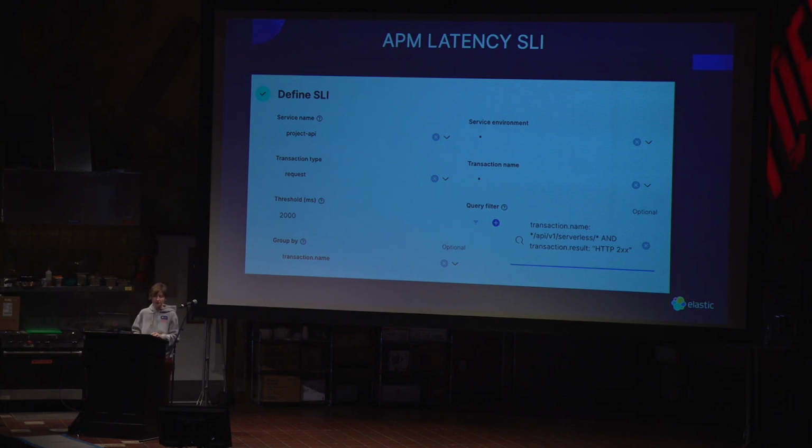So the APM latency SLI is an SLI focused solely on APM data, on the APM failed transaction rate. It could be something like, for example, 99% of transactions occur under 100 milliseconds, or whatever threshold you want. You can group it by a specific filter, for example transaction name, but you can choose whatever you want, like deployment ID and so on. You can have the query filter that you're interested in, and select the transaction name and service environment.